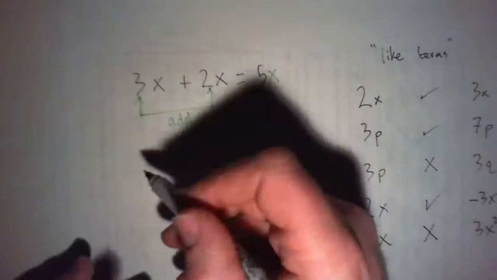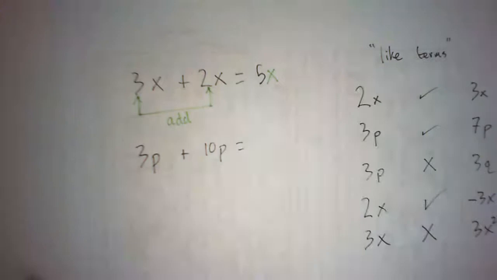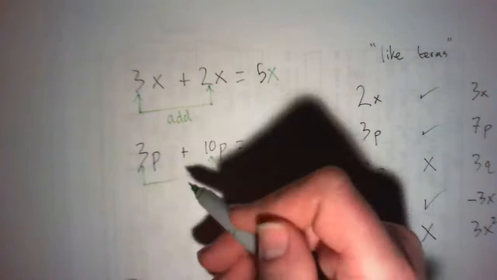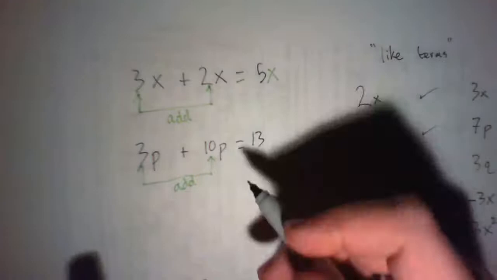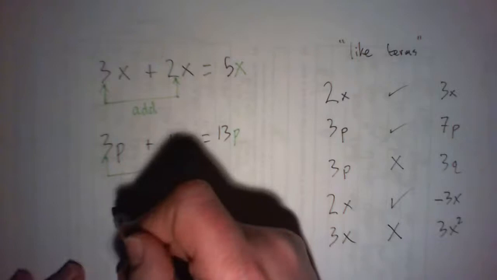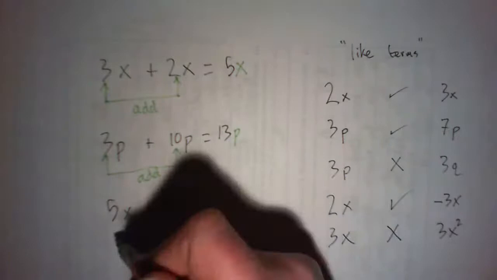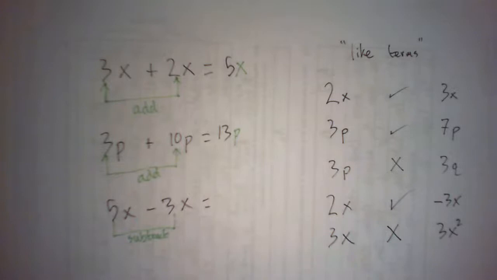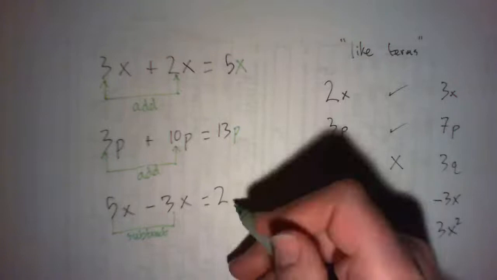Watch, I'll do it again. 3p plus 10p equals. Watch. Add the coefficients. You don't have to write this down every time. I'm just doing it for you. 10 plus 3 is 13. And keep the variable. Because they're like terms and you're allowed to do that. And the same thing works with subtraction. Watch. 5x minus 3x equals, subtract them. 5 subtract 3 is 2. Keep the variable.